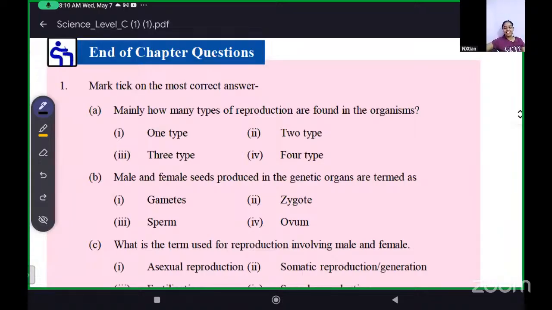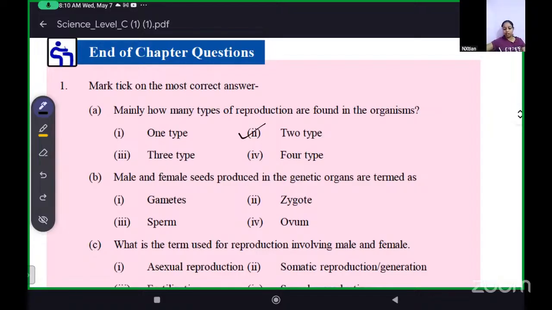Okay. MCQ. Mainly, how many types of reproduction are found in the organisms? Emma? Ma'am, two, I think, right? Two types. Yes, two types, asexual and sexual reproduction.